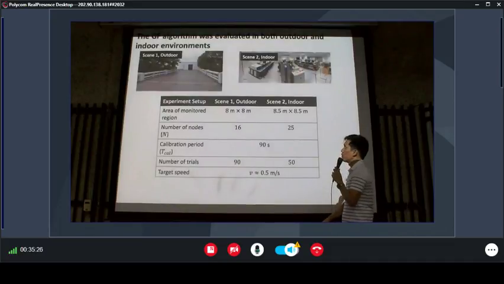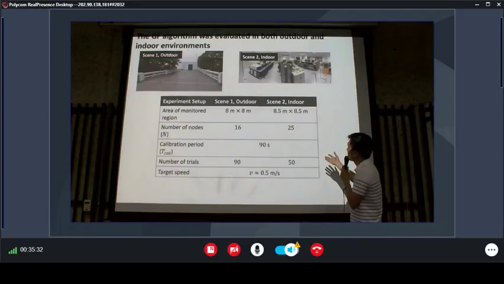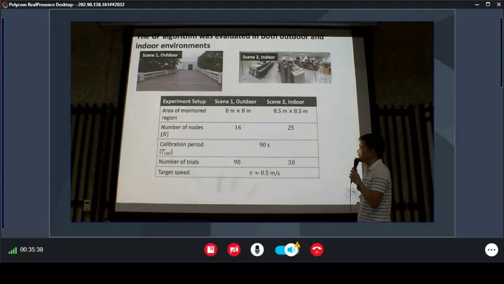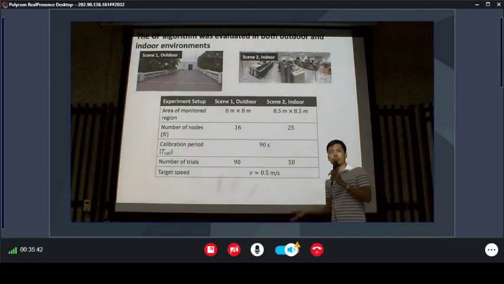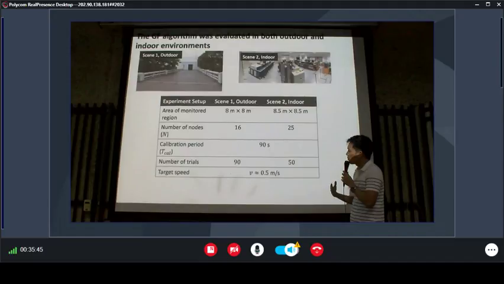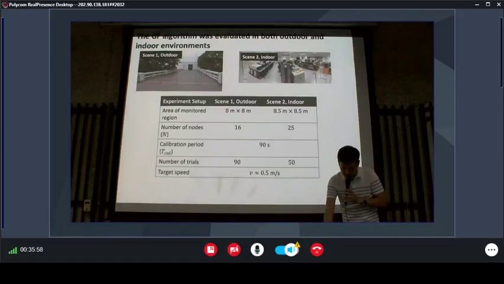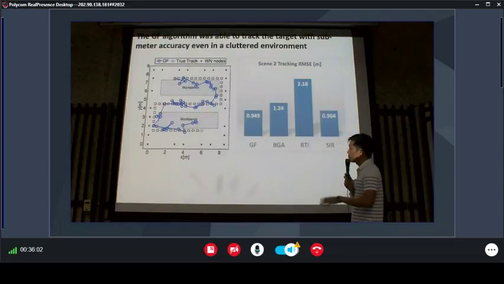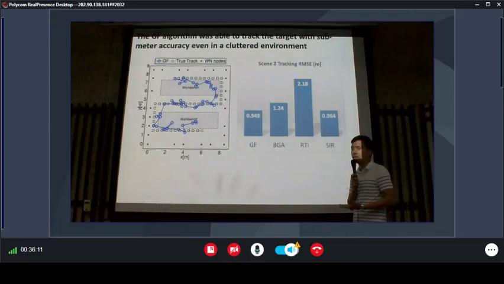And we tested this in both outdoor and indoor environments under these conditions. Since the indoor scene is a bit cluttered, we used more nodes to run this experiment. We implemented a calibration period of 90 seconds wherein there was no person inside the area. This was the amount of time we took to measure the baseline RSS. And we performed this number of trials with the target walking at a velocity of around half a meter per second. These experiments resulted in pretty good accuracy, given that the person we're tracking is not equipped with any radio transceiver, so we're just relying on his effect on the links.